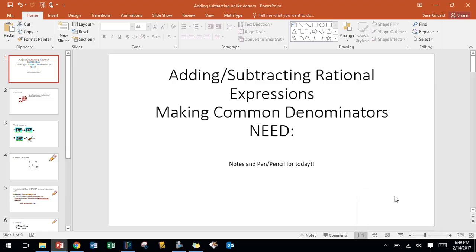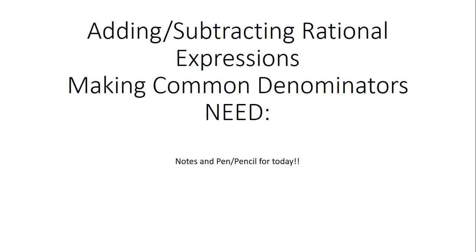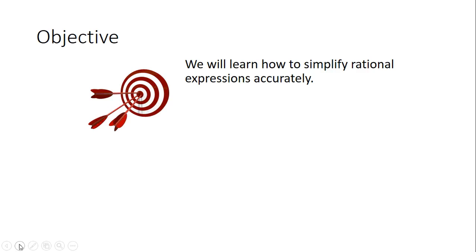Hello, ladies and gentlemen. Today we are going to take a look at making our own common denominators. So how do we add and subtract rational expressions? How do we make a common denominator so we can add these fractions together? Remember, we're always working toward this goal of being able to simplify rational expressions accurately. So simplify these fractions correctly and accurately using everything we know about fractions, adding, subtracting, multiplying, and dividing them, as well as how to factor.